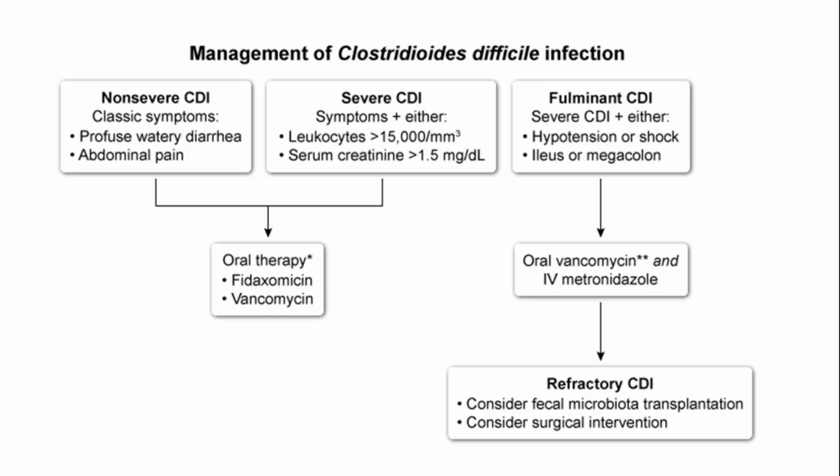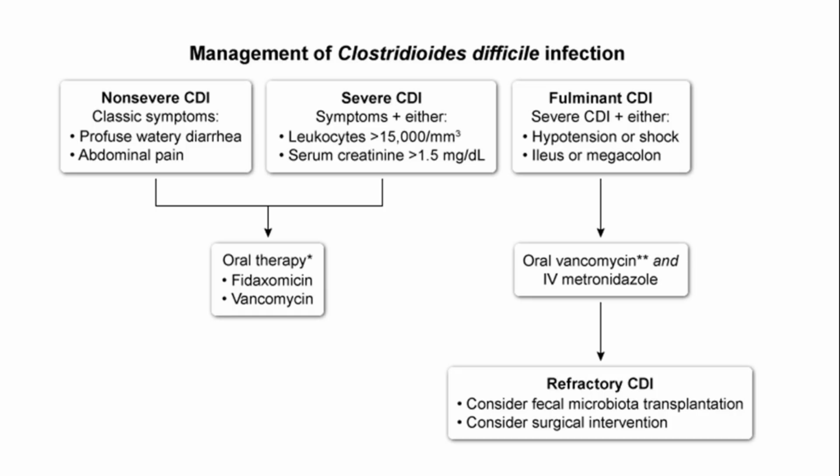The management of Clostridioides difficile infection, or CDI, depends on the severity of disease. For non-severe CDI, patients typically present with profuse watery diarrhea and abdominal pain without systemic complications. These cases are treated with oral therapy, either fidaxomicin or oral vancomycin, both of which are effective in resolving the infection and reducing recurrence.